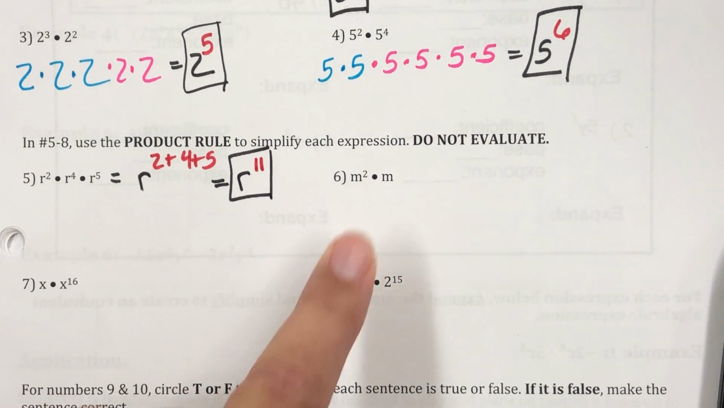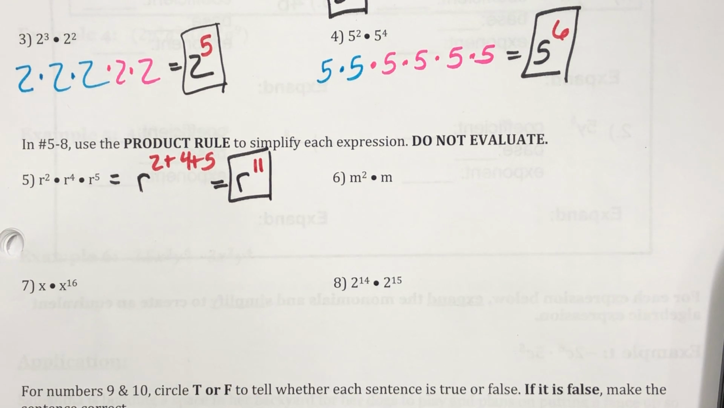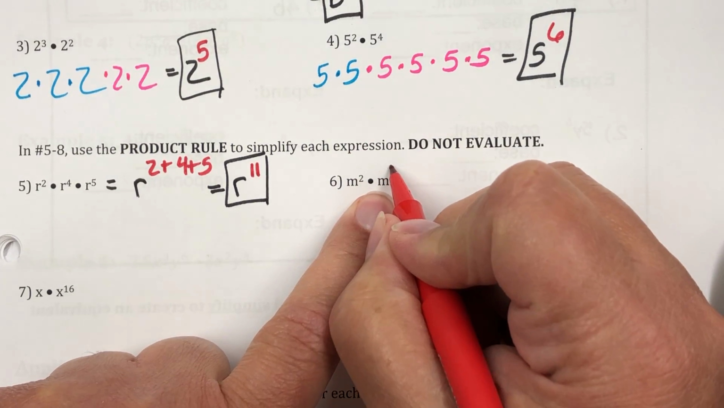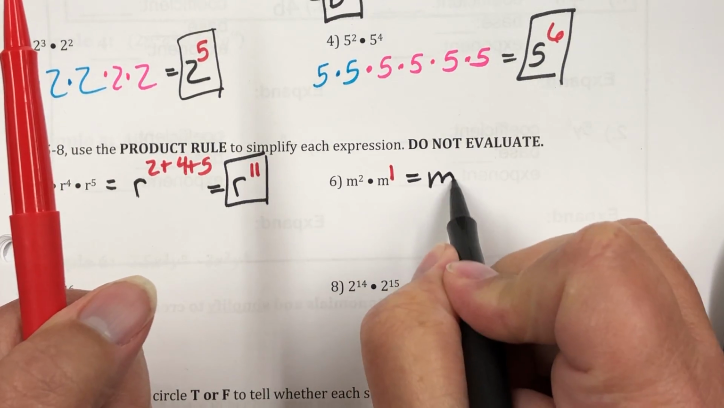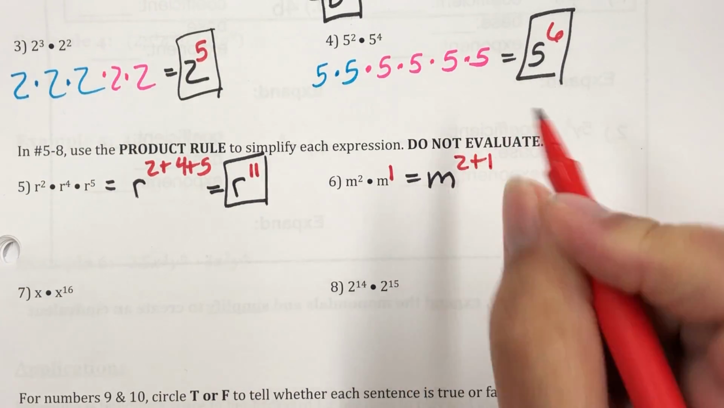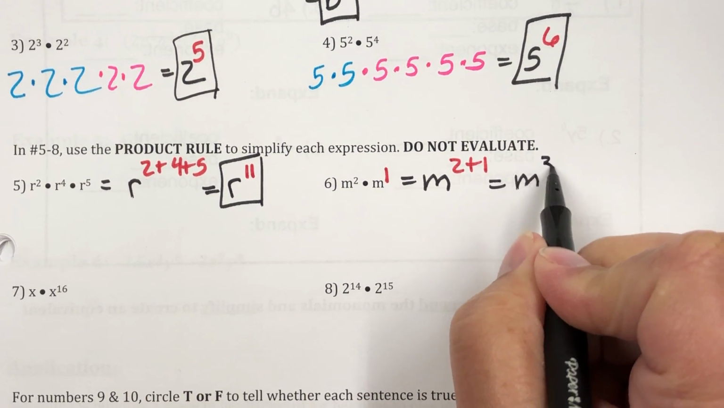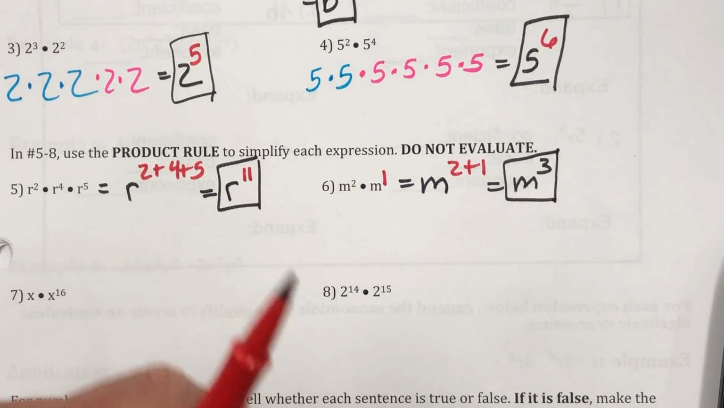Right? For the next one, I don't have an exponent, but I can put my own. Remember, I told you, there are invisible exponents. If you don't see the exponent, you can put your own. There's 1 m here, so I'm going to use the exponent 1. Still, don't change the base. Keep the base m. But now you're going to add the exponents 2 plus 1, and I get m to the third power. And I forgot to change pens, but that's okay.